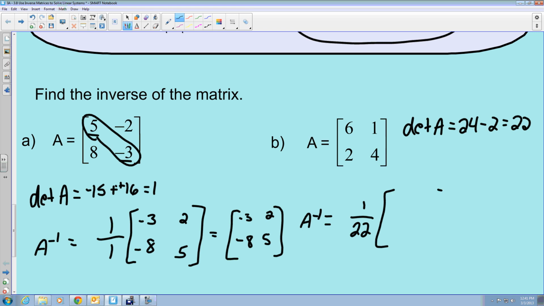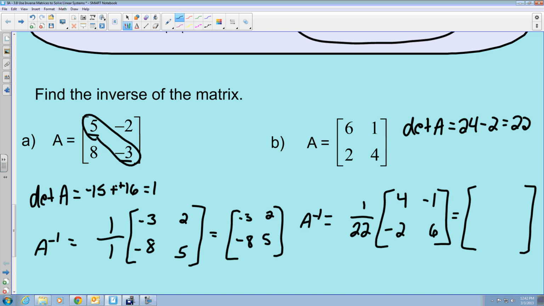And then I reposition my A and my D, which gives me 4 here and now 6 here. And then I'm going to do the opposite values for B and C. So I got a -1 and a -2. So now I have scalar multiplication with 1 over 22, and I'm just going to attach it to my 4, -1, -2, and 6.